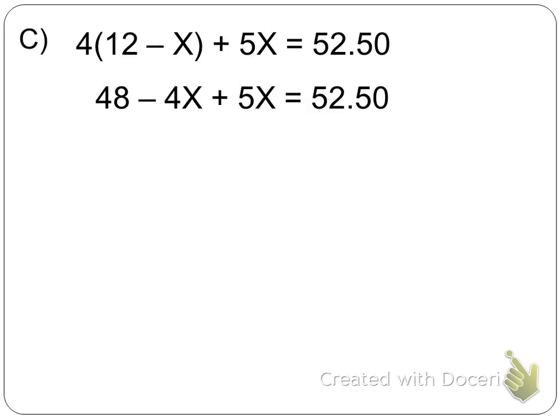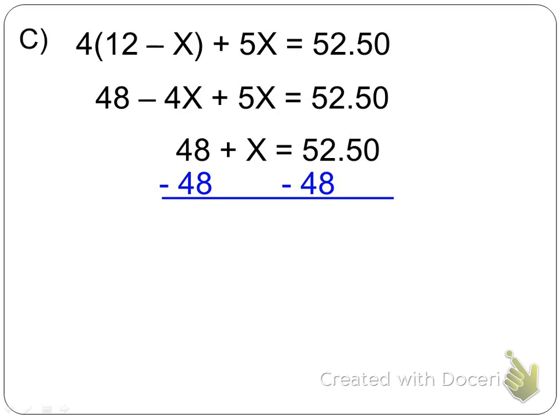So you subtract those two, keep the sign of the larger. So that's 48 plus x equals 5250. Then what? Take away 48. Subtract 48 from both sides. Very good.